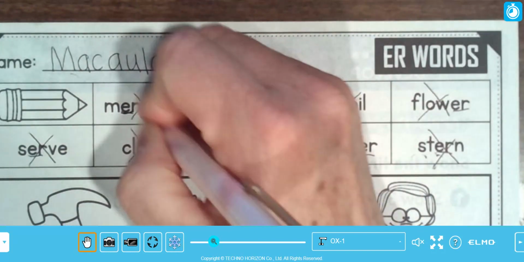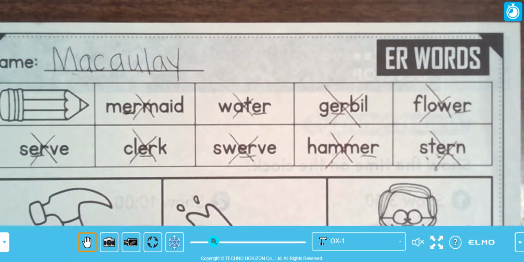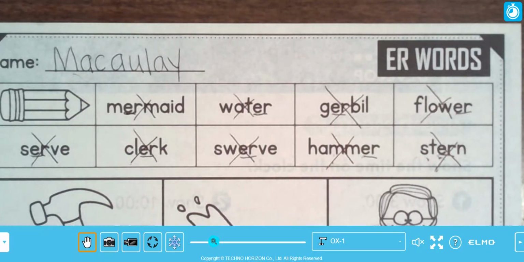Okay, what did you learn today? Say, today I learned to read and write words with ER. Okay, you're finished with your homework.